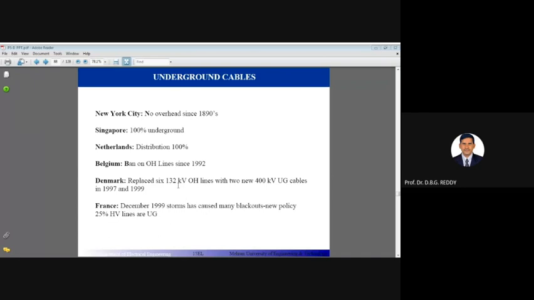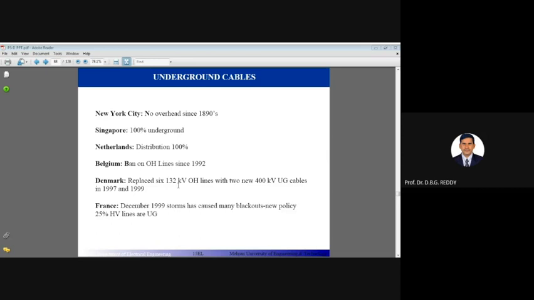Their economy is good. Singapore is 100% underground only. Netherlands distribution is 100% underground. So these are financially well settled countries with strong economies, and they are implementing it. In India, if you want to implement all underground, at least they have to implement it in Hyderabad, Chennai, Bangalore, all 5 metros.